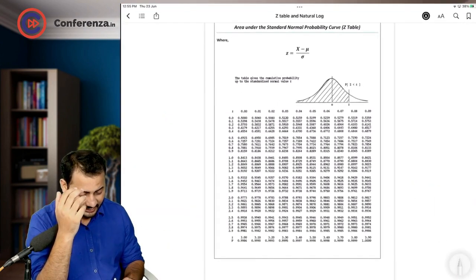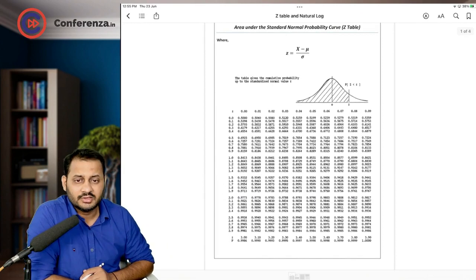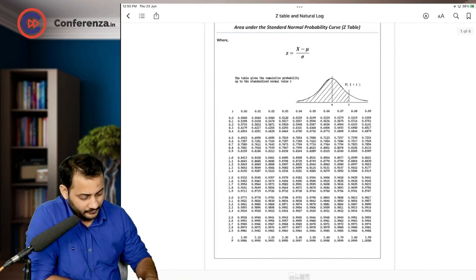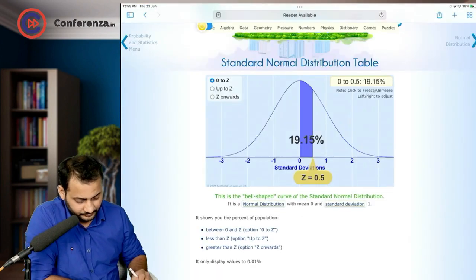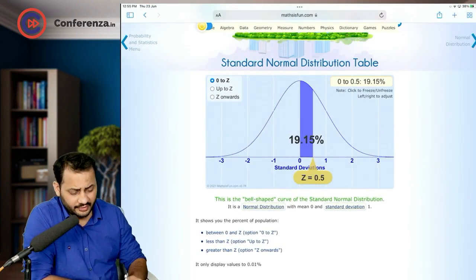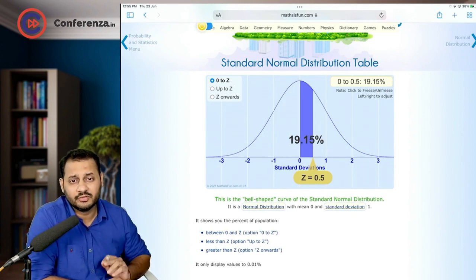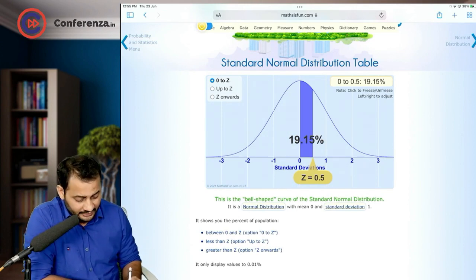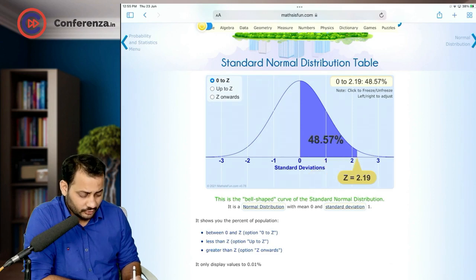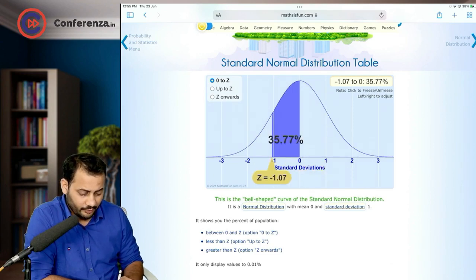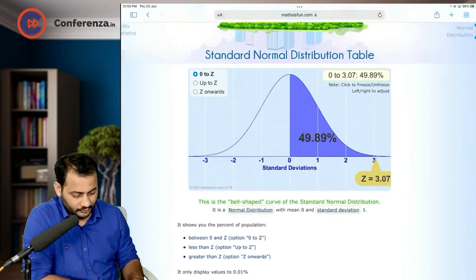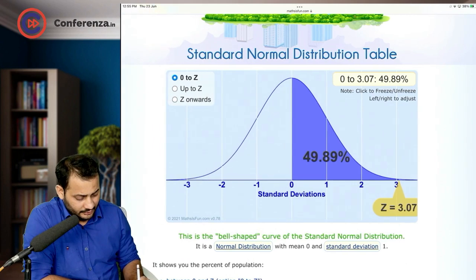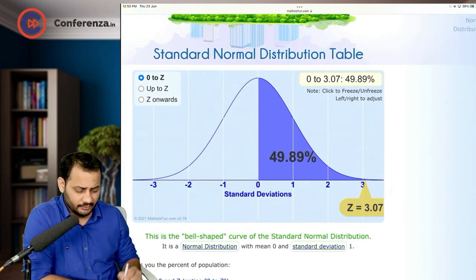Okay, so let's now have a look at the Z table. This is the Z table. Okay, let's first go on the website. See, there is one website, if you are interested or if you have time, you can go to this website, Maths Is Fun. You will see that I can just move my cursor to any point and I can get the area covered. So have a look at this. If I move just to the right side of the mean, this is the mean, right?